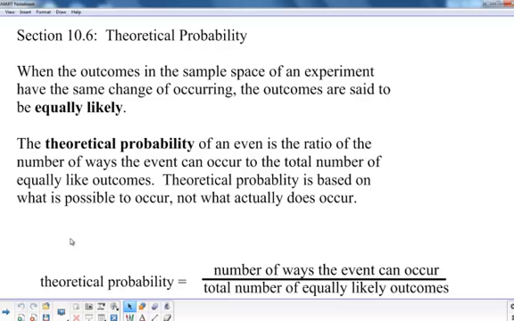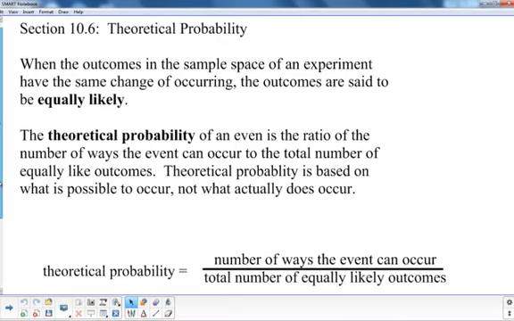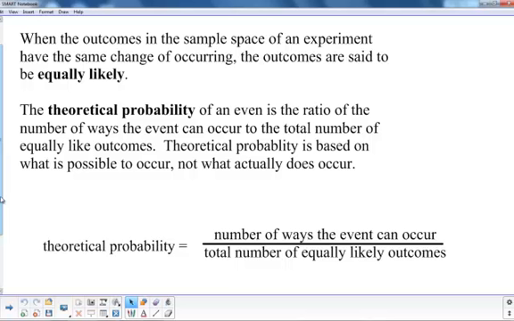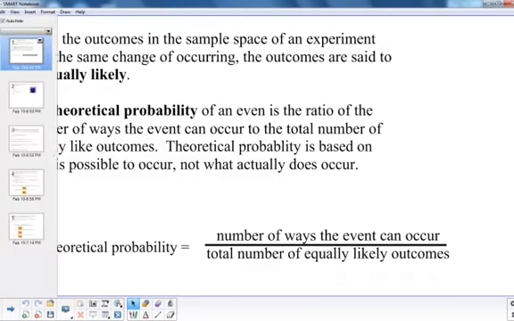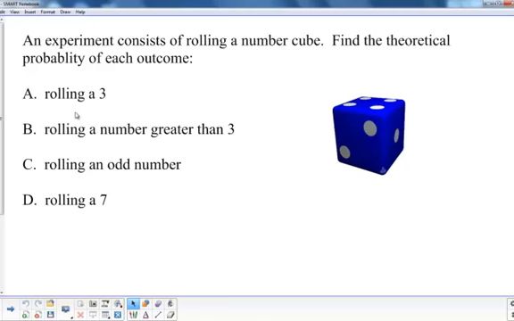Theoretical probability is not doing the experiment. It's in theory what the probability would be. So it's the different options that can occur divided by the total number of equally likely outcomes. If we look at our dice again, the theoretical probability of rolling a 3 would be 1 out of 6, because there's one 3 out of the 6 different possibilities.